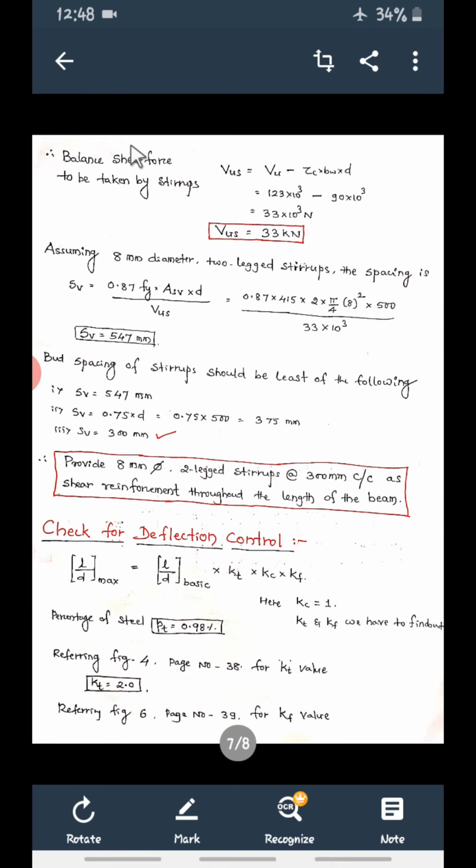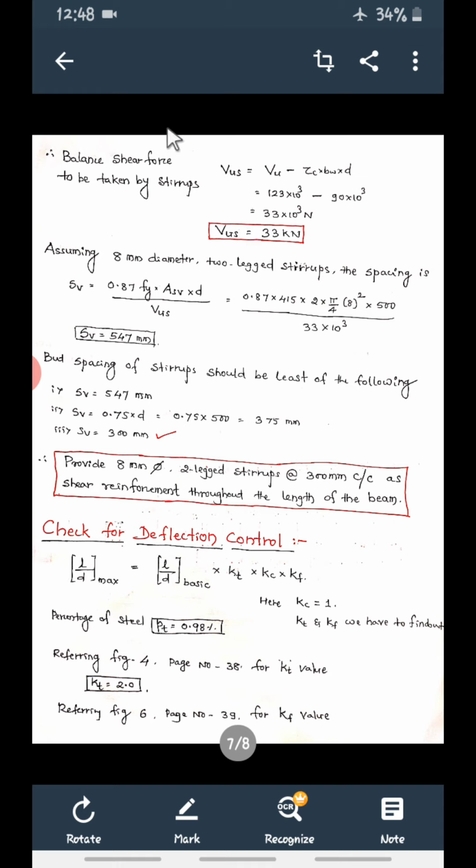Now for that we have to design the stirrups. What is the balance shear force to be taken by stirrups? That is VUS, where VU means shear force taken by the stirrups. VUS is equal to total shear force VU minus shear force taken by the concrete. So that is 123 into 10 raised to 3 minus 90 into 10 raised to 3, which is 33 into 10 raised to 3 Newton, that is 33 kilonewton. To take this shear force, we have to design the stirrups.